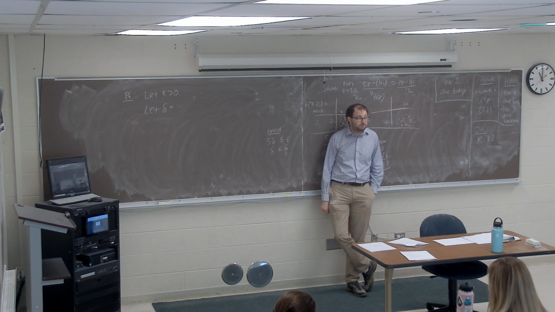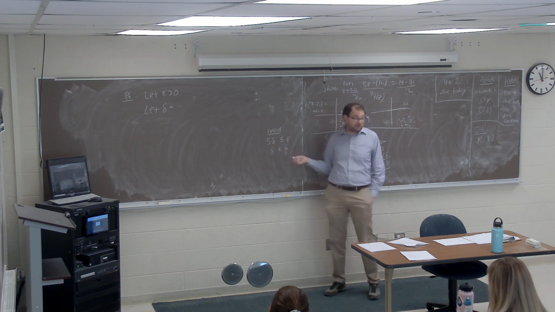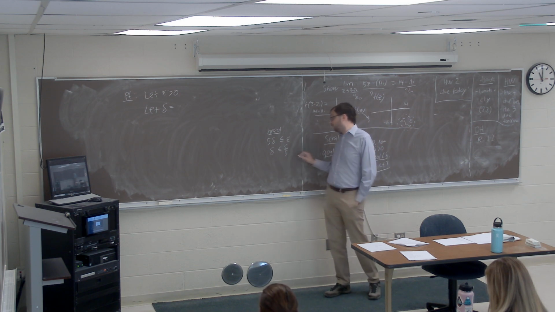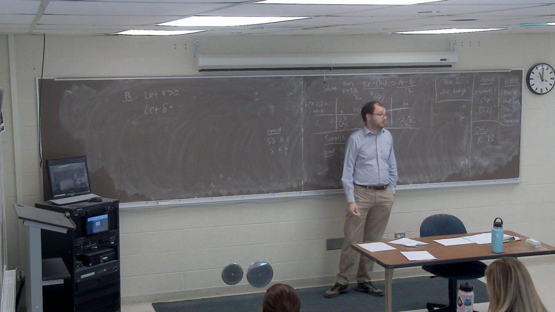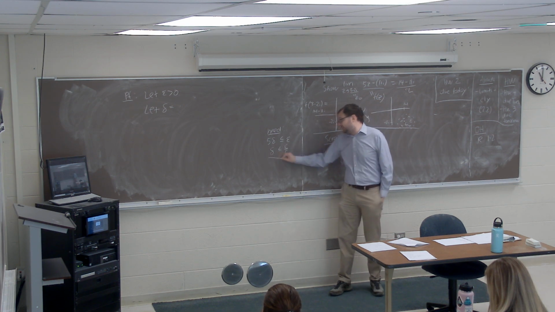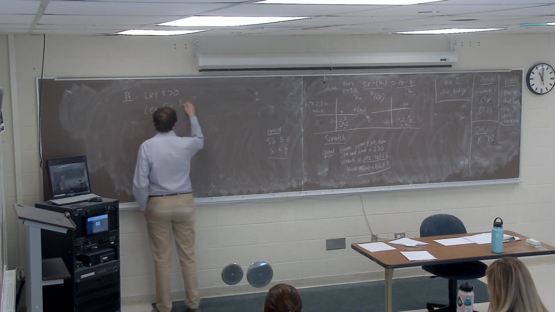Epsilon over 5. Yeah. Our scratch work showed everything would work out if delta is less than or equal to epsilon over 5. So if delta was equal to epsilon over 5, I think that should be something that certainly satisfies that condition. So let's let delta be equal to epsilon over 5.